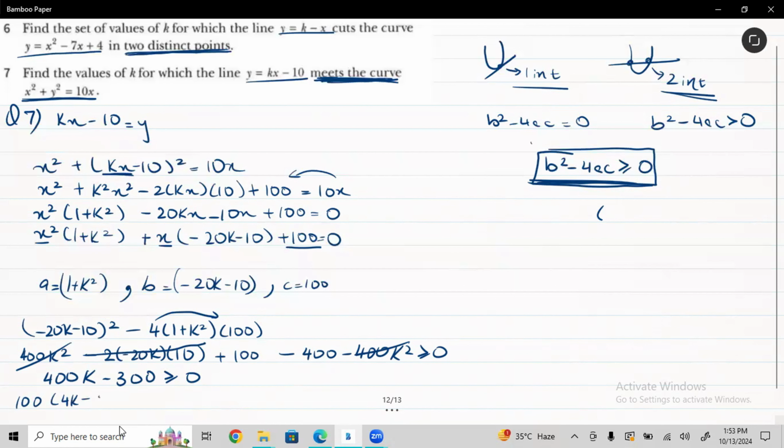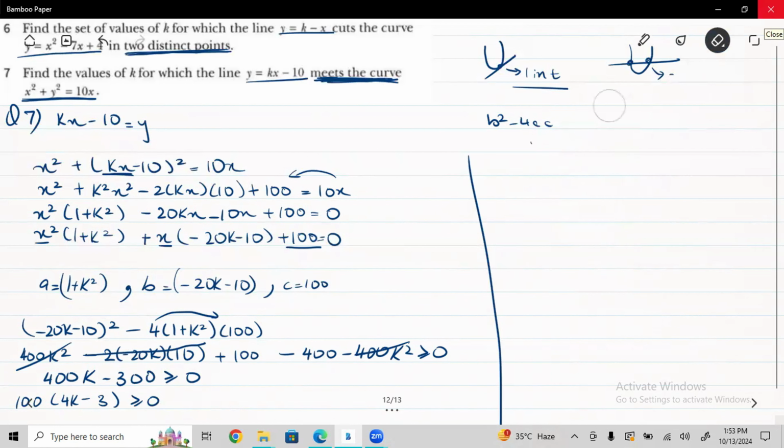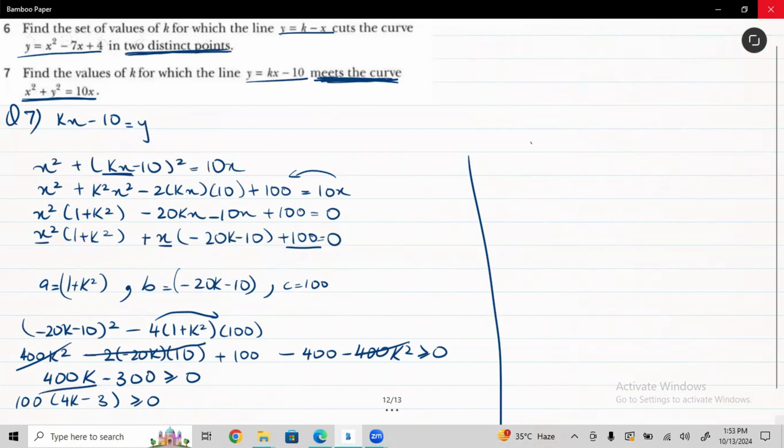4k minus 3 is greater than or equal to 0. When this 100 goes on the other side, it's going to divide by 0, and essentially it's going to become 0 again. So 4k is greater than or equal to positive 3. K is greater than or equal to 3 upon 4. Okay, and that's our answer. We can also write k is greater than or equal to 0.75. And that's it. This is it for question number 7.